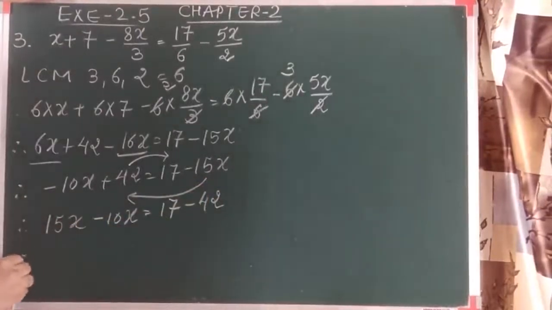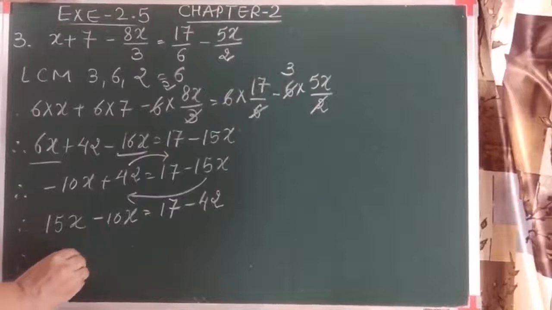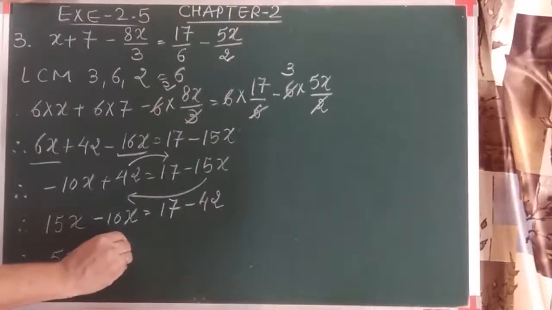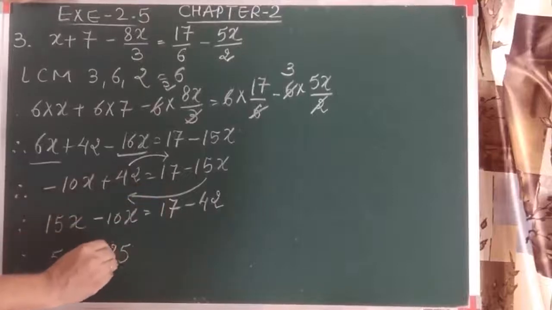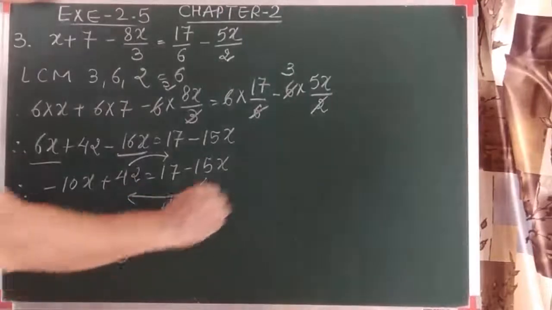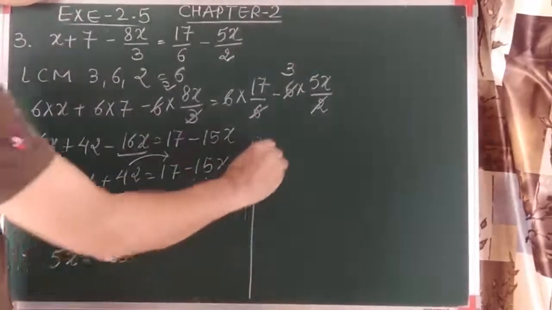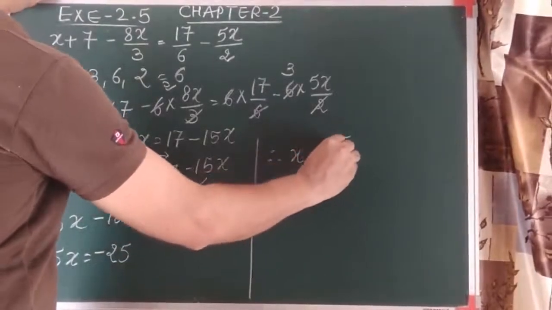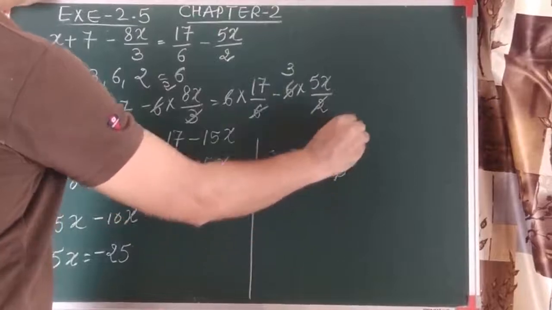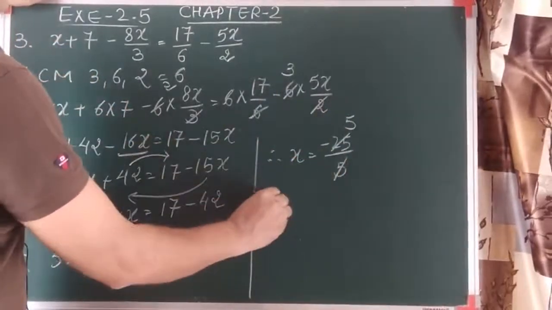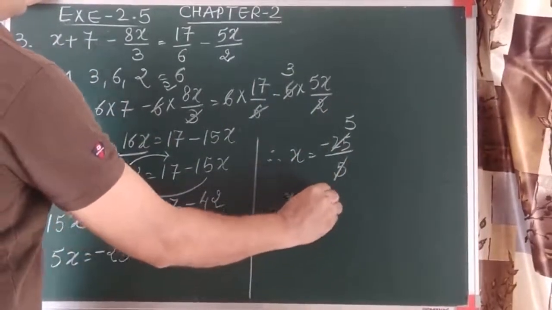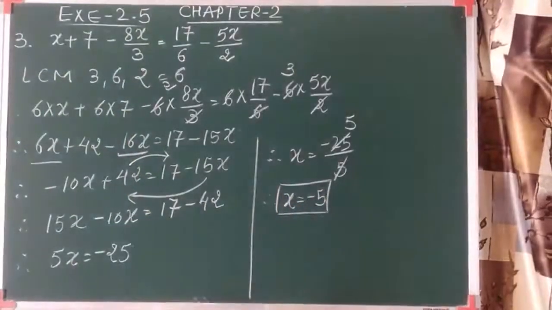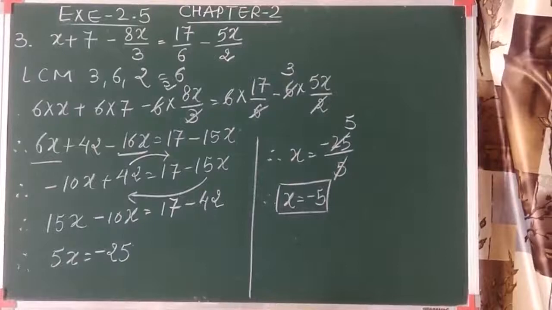Plus minus minus, so we obtain 5x is equals to, again plus minus minus, it's minus 25. To find out the value of x, we should take this 5 to the right hand side, and it comes in the denominator. So 5 1s are, 5 5s are, so the answer is minus 5. So x equals minus 5 is called the solution of this linear equation in one variable.